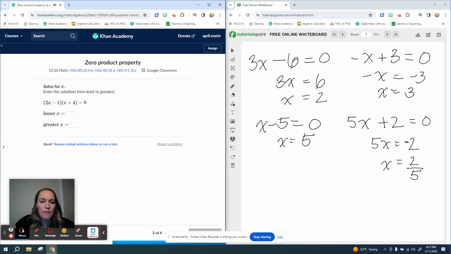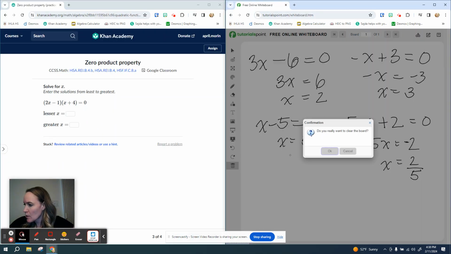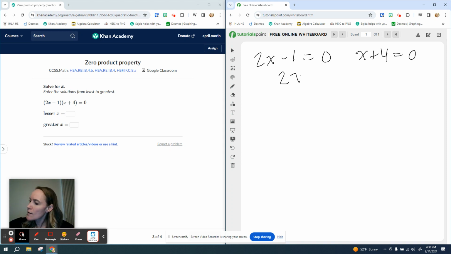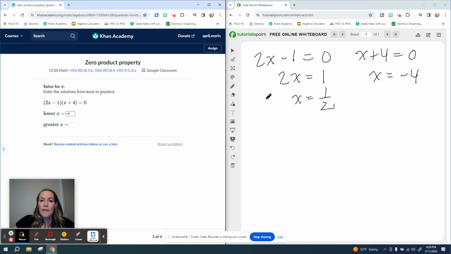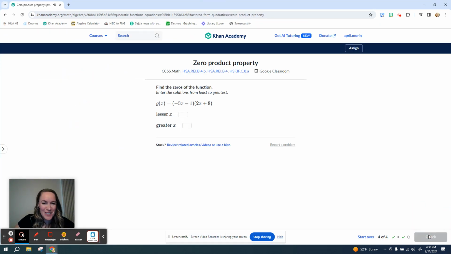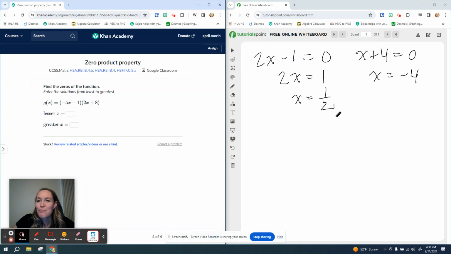Okay, so same thing. We're solving for x and finding the zeros. We have 2x minus 1 equals 0, and then x plus 4 equals 0. So we have 2x equals 1, x equals 1/2, x equals -4. So the lesser x is going to be -4, and then the greater x is 1/2. Okay, let's see if we are right. No negative mistakes there. Those negatives, they get you every time in algebra.